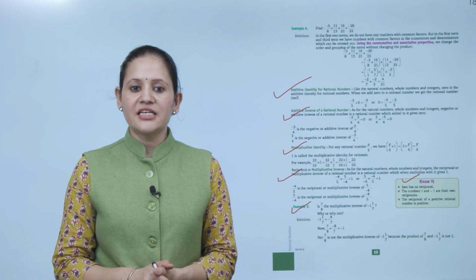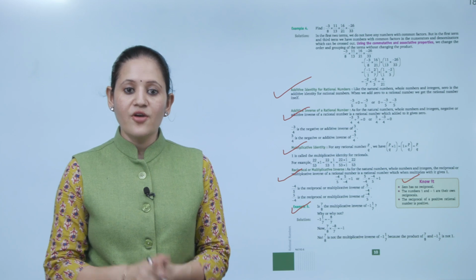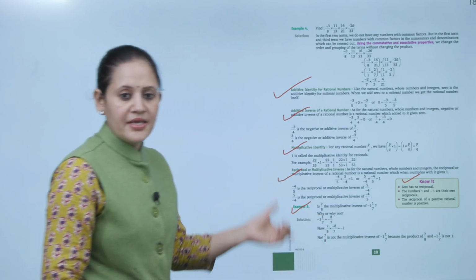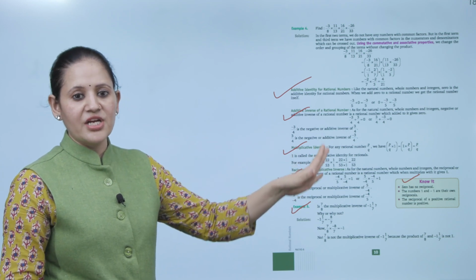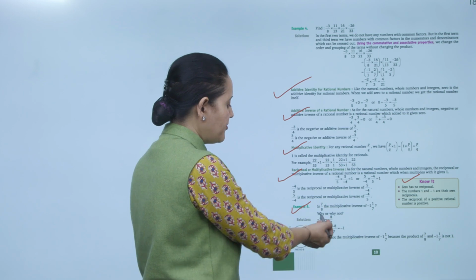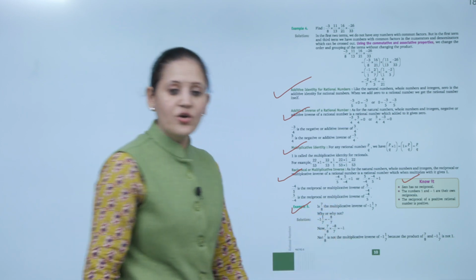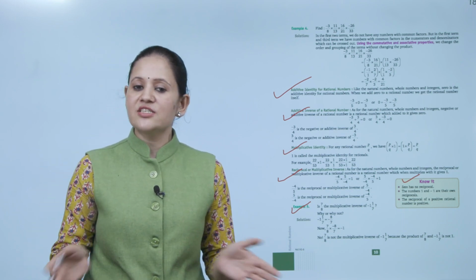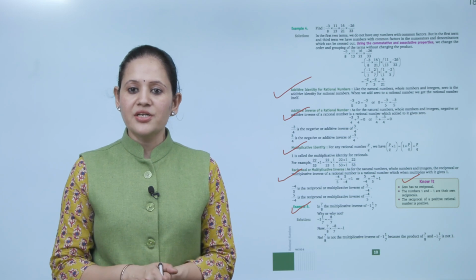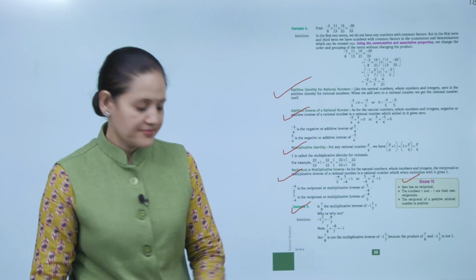Is 7 by 8 the multiplicative inverse of minus 1 1 by 7? Why or why not? So minus 1 1 by 7 is a mixed fraction, we will change it into an improper fraction, so that is equal to minus 8 upon 7. So 7 by 8, if you multiply by minus 8 by 7, we'll get minus 1. So we can say that 7 upon 8 is not the multiplicative inverse of minus 1 1 upon 7, because the product of 7 by 8 and minus 1 1 upon 7 is not 1.